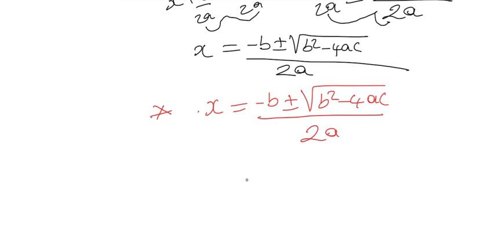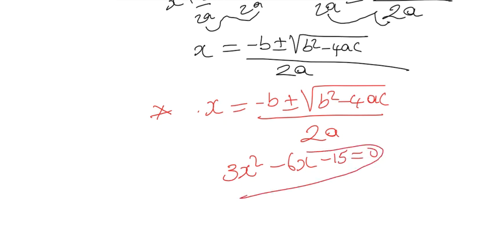Quadratic equations normally can take a different form. An example of a quadratic equation will look like this: 3x squared minus 6x minus 15, and the whole thing will equal 0. That is normally a quadratic equation. And this is a right here, that's a, that's b, and that is c.